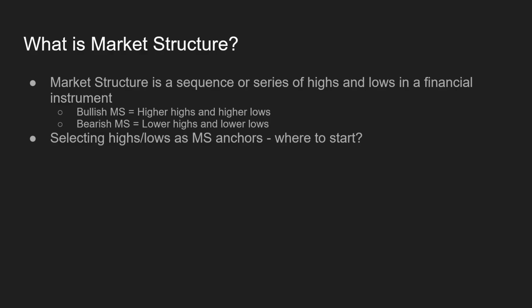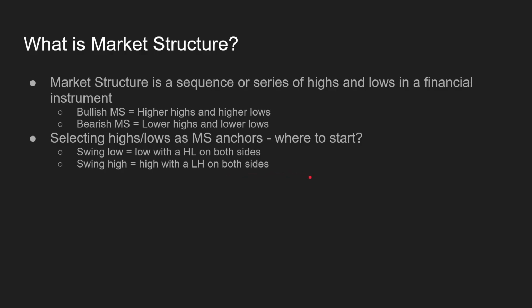Now, in terms of identifying market structure, we want to select highs and lows in the given asset, the given market, as market structure anchors. And this will talk about where to start with that. The first concept we want to talk about is the swing low. So this is a low with a higher low on both sides, and a swing high. This is a high with a lower high on both sides.